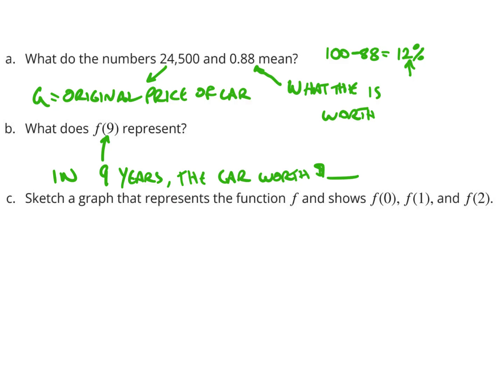Sketch a graph that represents the function. Now, you can always sketch a graph. So we start at 24,500, and exponentials curve down, without looking at numbers, that's what it's going to look like. Now, you're not going to see this on the graph, and we got to talk about changing windows, but I'm not worried about graphs just yet. We will come to graphs later on in the unit.